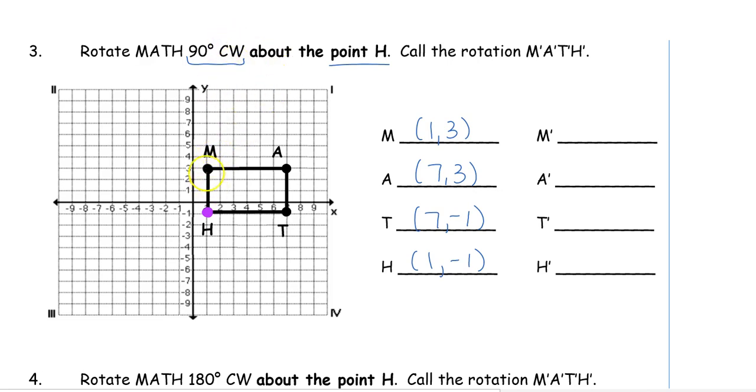So if MH is currently going up and down, I want to rotate that one click to the right. So up, down, I'm now going to go left, right. And I look, the distance is 1, 2, 3, 4. So I go 1, 2, 3, 4. So M is now going to be here. MH was going up, down. I rotated that one click to the right, 90 degrees.